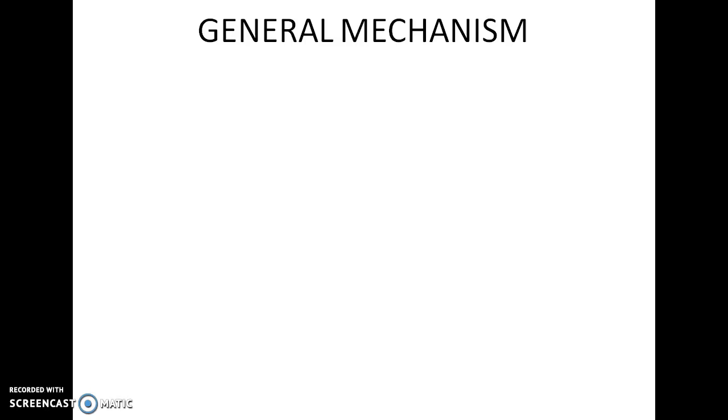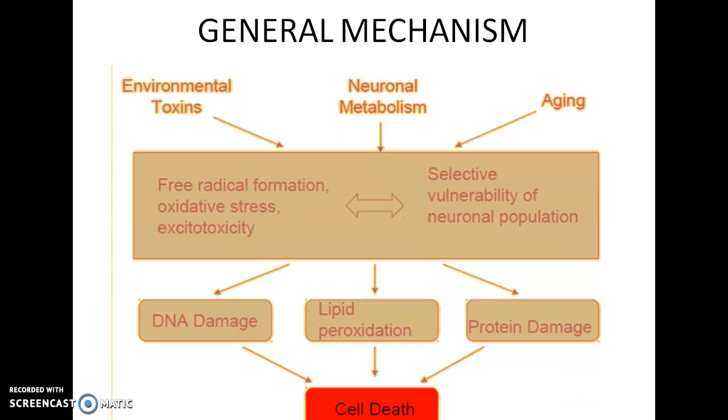Now, let us discuss a general mechanism by which this might happen. Various factors are involved in the development of this disease. Might be environmental toxin, neuronal metabolism, or might be a direct implication of aging. This all may lead to free radical formation, oxidative stress, and excitotoxicity.